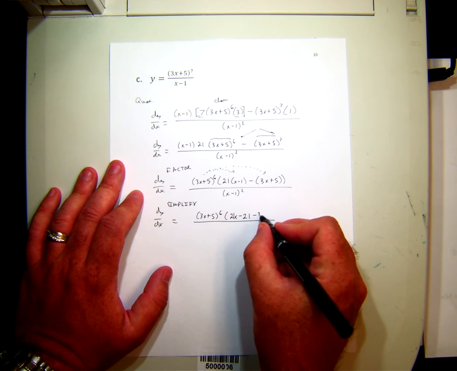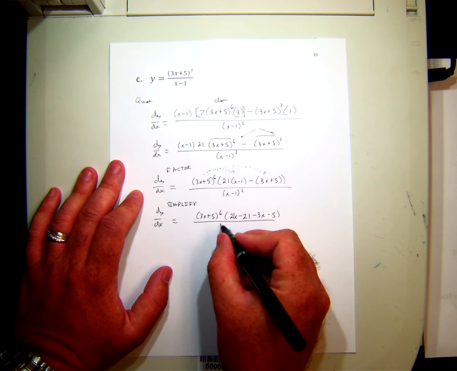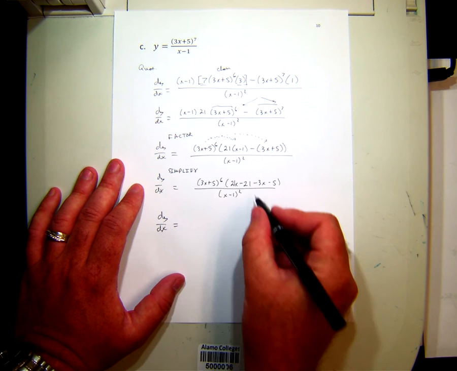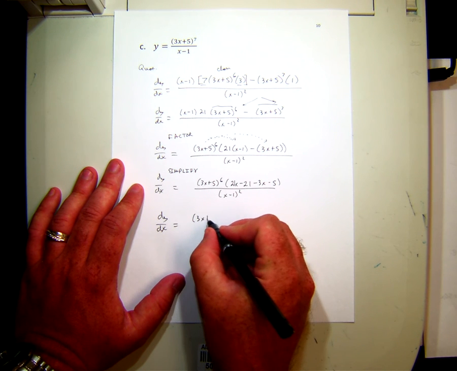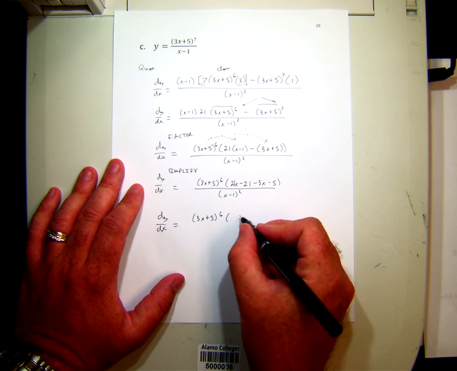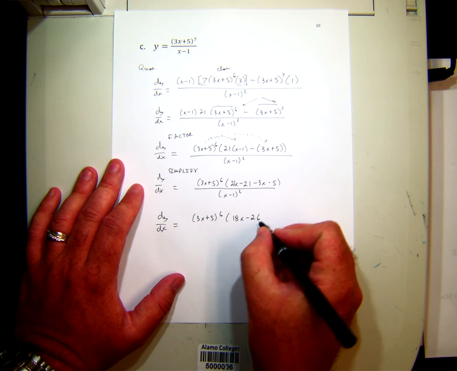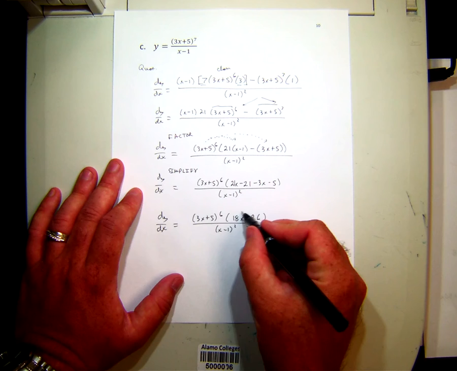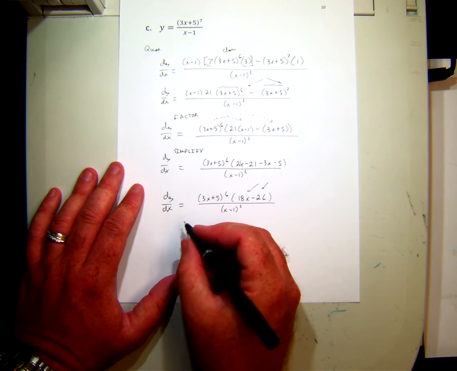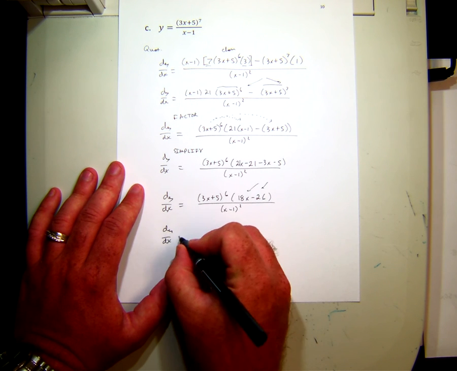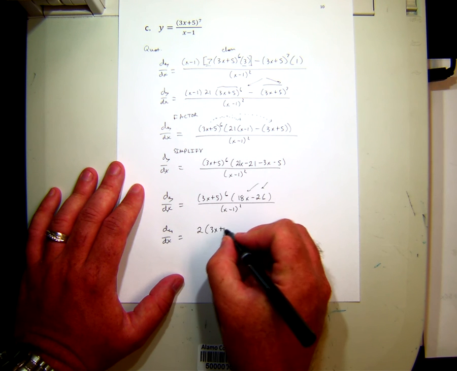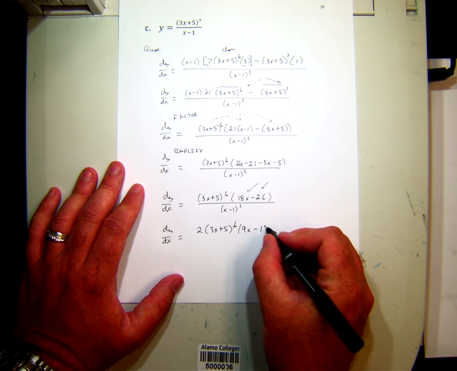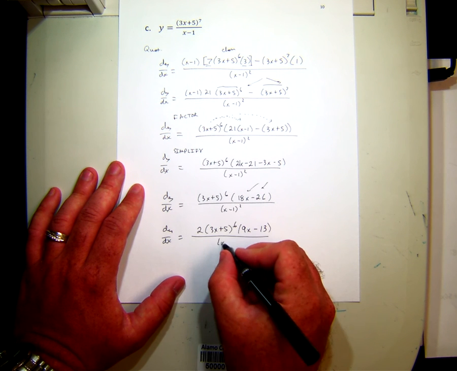21x minus 21 minus 3x minus 5. Watch your signs. (x minus 1) squared. dy/dx is, let's simplify, adding like terms together. This is what, 18x minus 26. You can take out what they have in common. They have a 2 in common, but I believe that's all. So if I took out 2, I have 9x minus 13, right? There's nothing else in common.